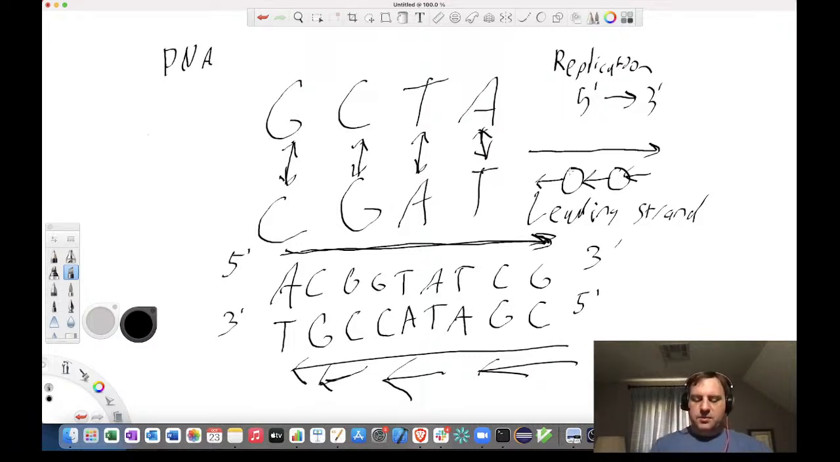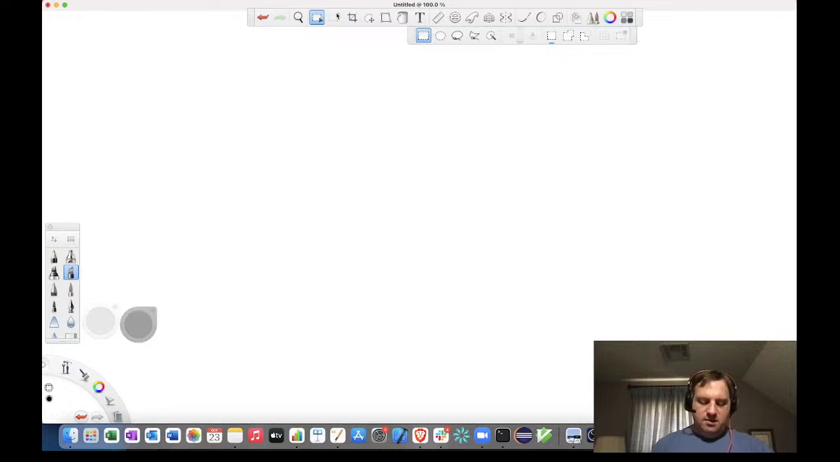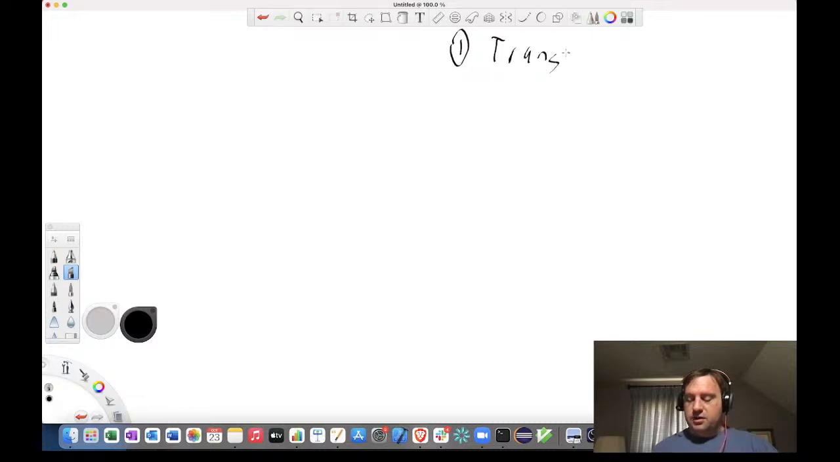So on DNA, there's replication, and that's how it makes copies of itself. And then the way that it makes proteins is through two processes. You could split it up into a number of different processes, but the two main ones are transcription and translation.